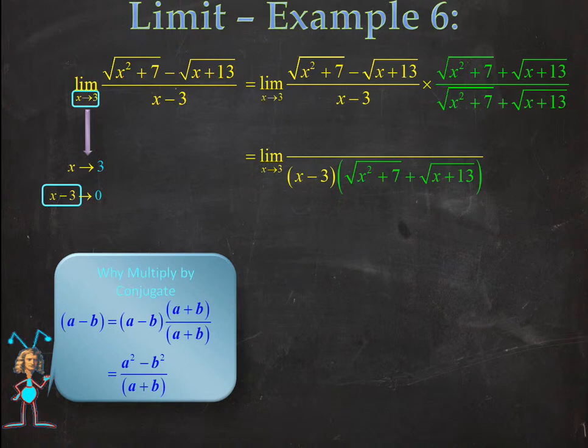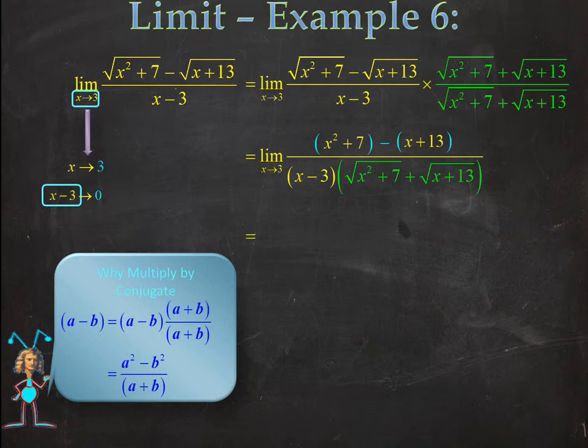So a nifty little technique when you're multiplying square roots by their conjugate is to look at the first term, which is the square root of x squared plus 7. You square that, and you just get x squared plus 7. The square root disappears. My second term, which is the square root of x plus 13, when I square that, the square root disappears, and I just get x plus 13. Now stick brackets around these, and then stick a minus sign in between. And we get an expression that's easy to simplify.